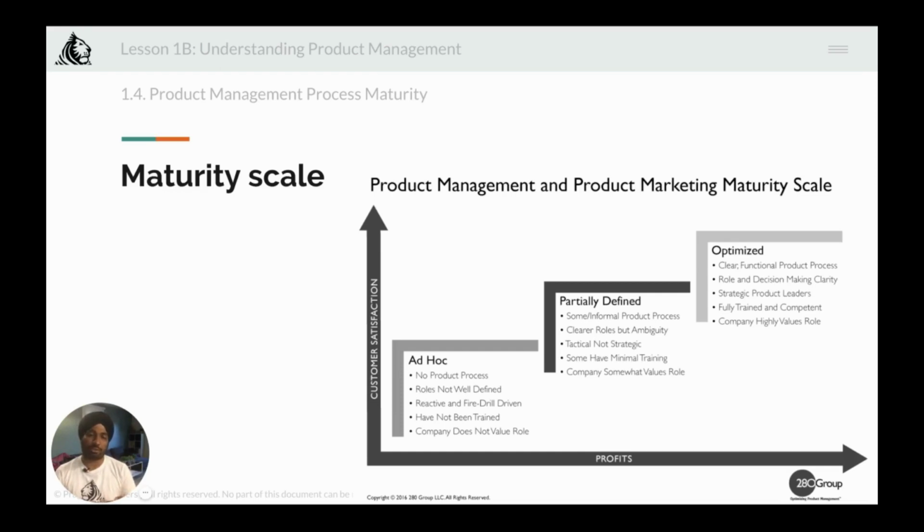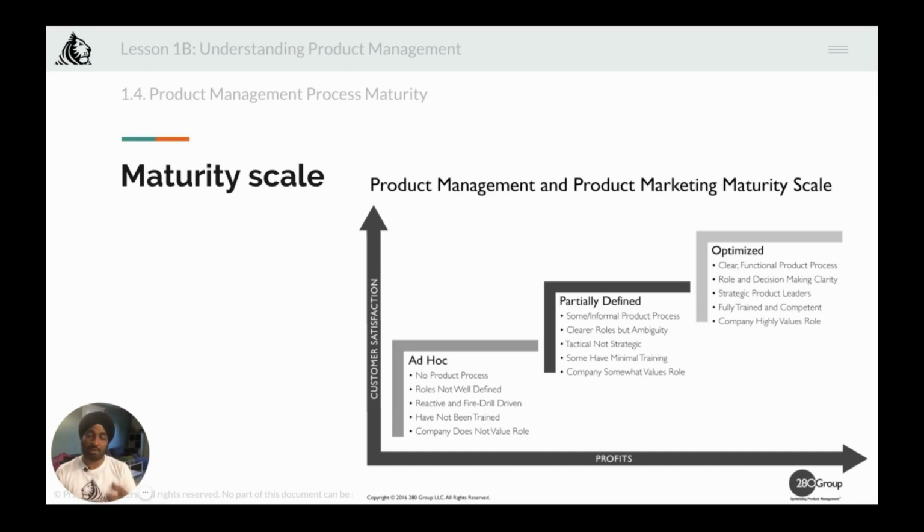As the product evolves, some of these things get partially defined. The roles are a little clearer. Still there is some ambiguity, but the roles are getting better and the definition is getting better. They're still tactical and not very strategic, and some may have minimal training, and finally the company somewhat values the role because finally they're able to see the product taking shape. And finally, as the profits and the customer satisfaction increase, you get to a point where it is optimized, with a clear functional product process, role and decision making clarity. The product leaders are strategic leaders, they're fully trained and competent, and the company highly values the role.